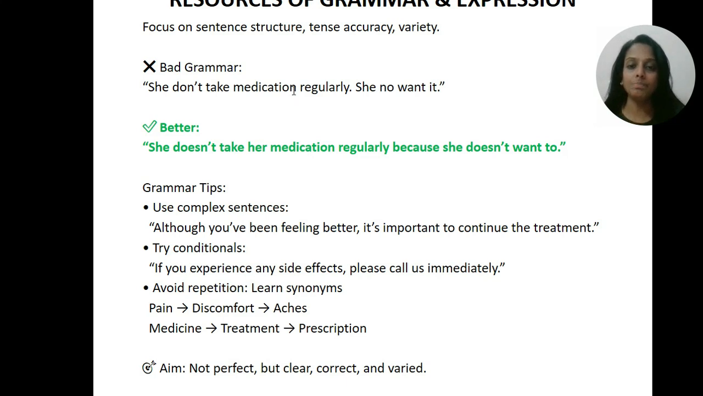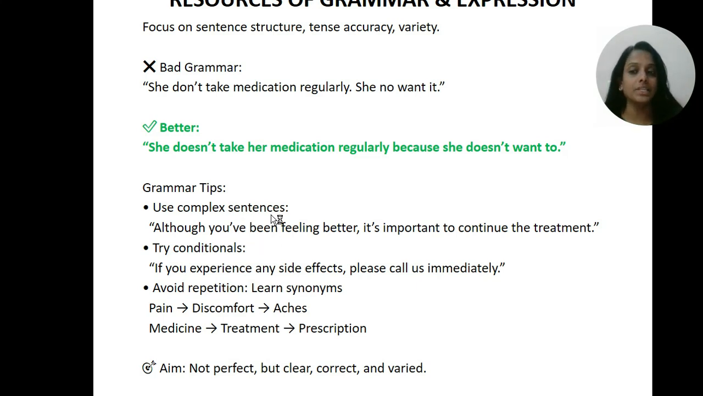Okay? If you're speaking with bad grammar, say for example, "She don't take medication regularly. She no wanted." No, that's incorrect, right? It's not grammatically correct. You have to speak with proper and accurate grammar: "She doesn't take her medication regularly because she doesn't want to." Got it? So, here are some grammar tips that you can practice.